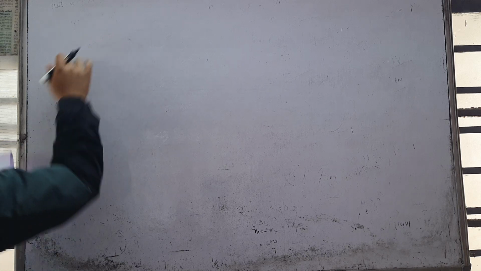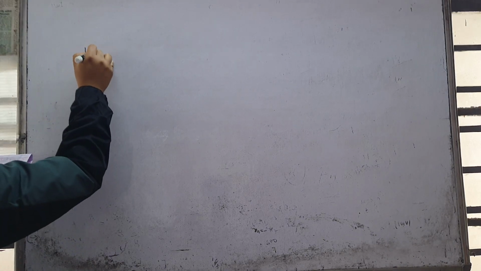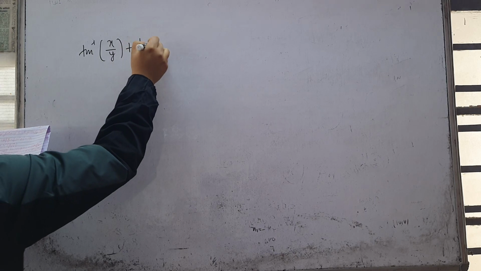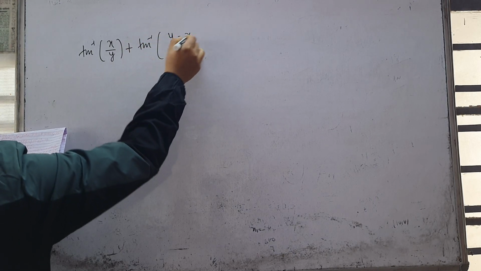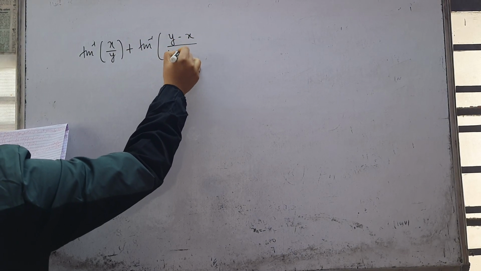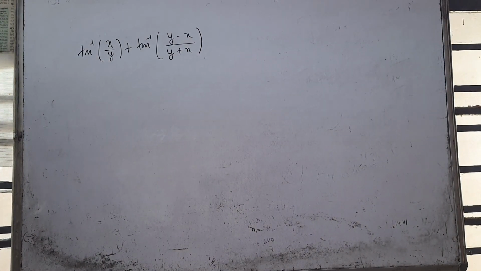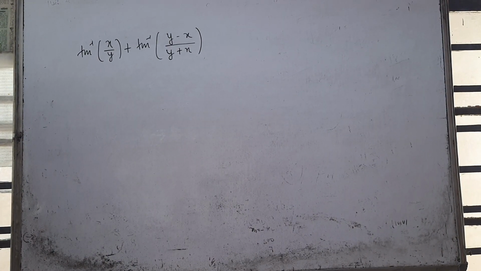First, for 2 marks, if they give you this, find the value of tan inverse x by y plus tan inverse (y minus x) divided by (y plus x). Alright, you have to find this. Now, what do you have to do?